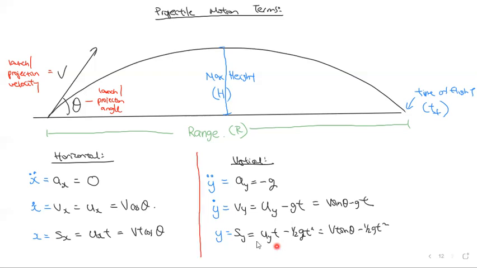All right. So very similarly, you've got y, which represents the vertical displacement, y dot, which is the derivative for velocity, and y double dot for the acceleration.